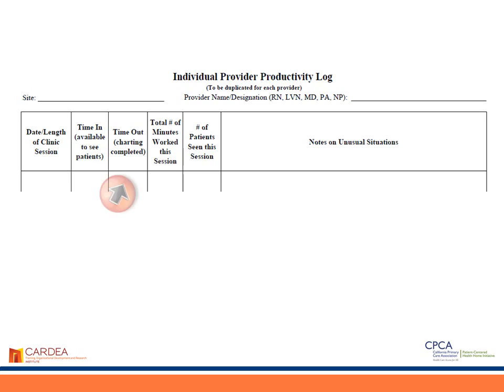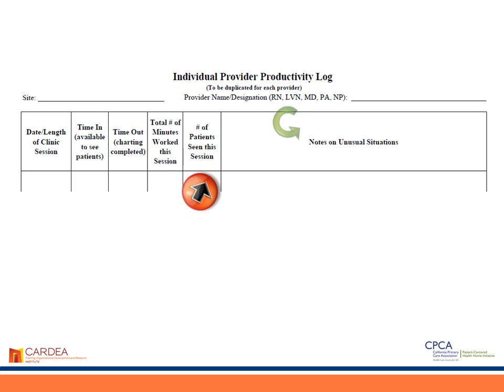Returning to the form, time out is when the provider has finished seeing patients, including the time spent charting. If the provider takes a break, he or she should punch out, so to speak, and punch back in on the log. The 4th column is where you calculate the total number of minutes during this session, and the 5th column is the total number of patients seen during this session.